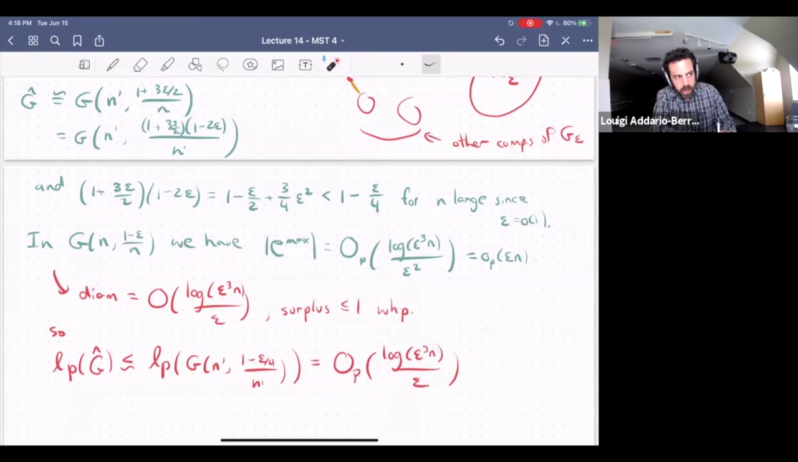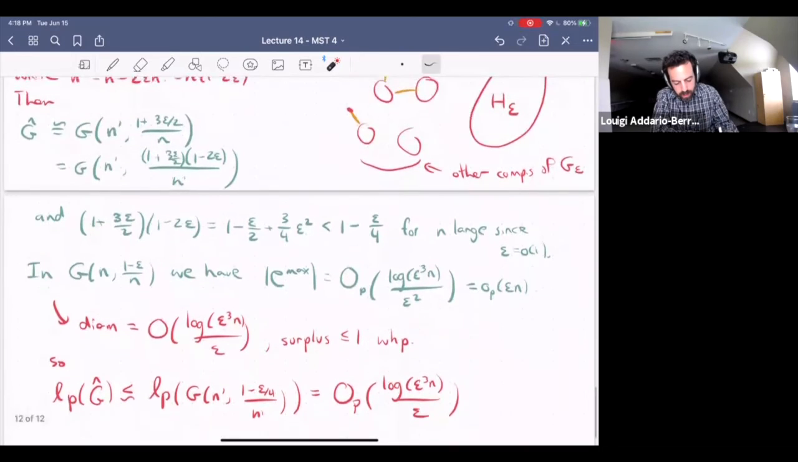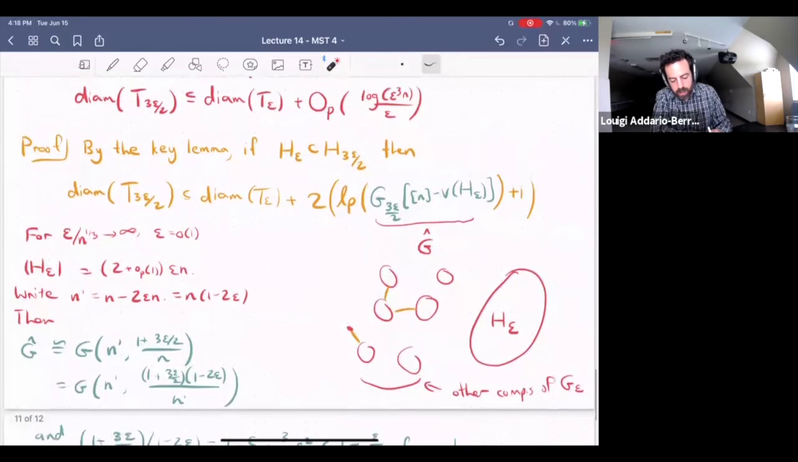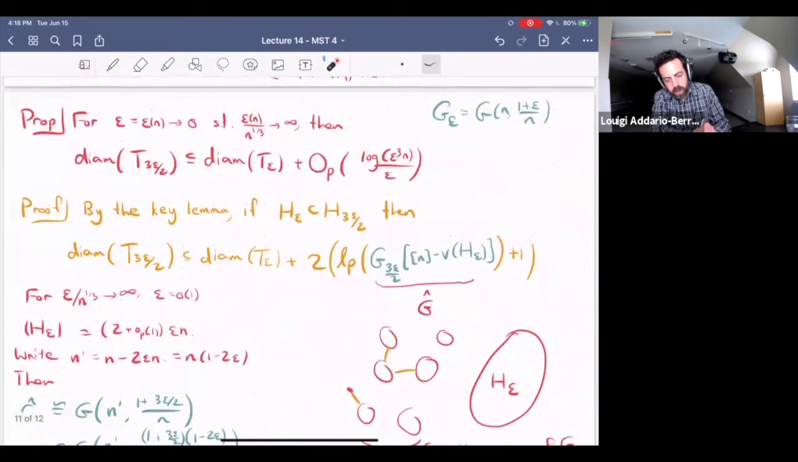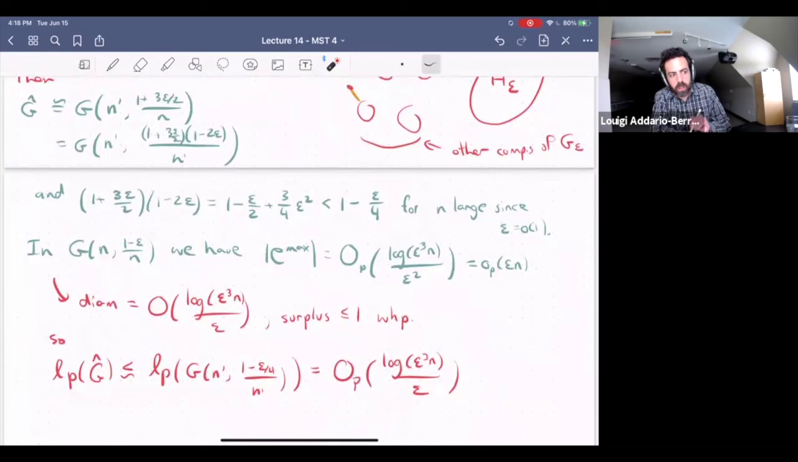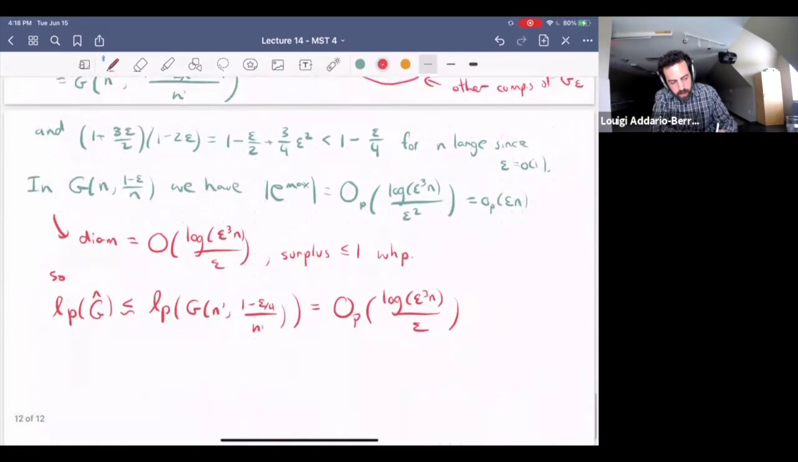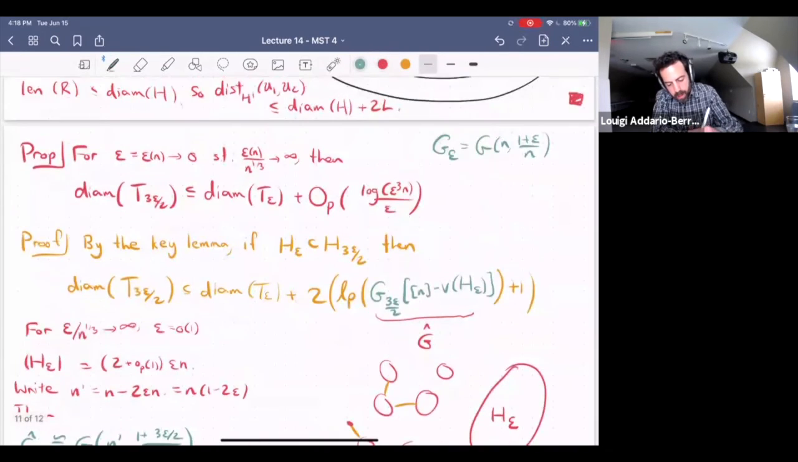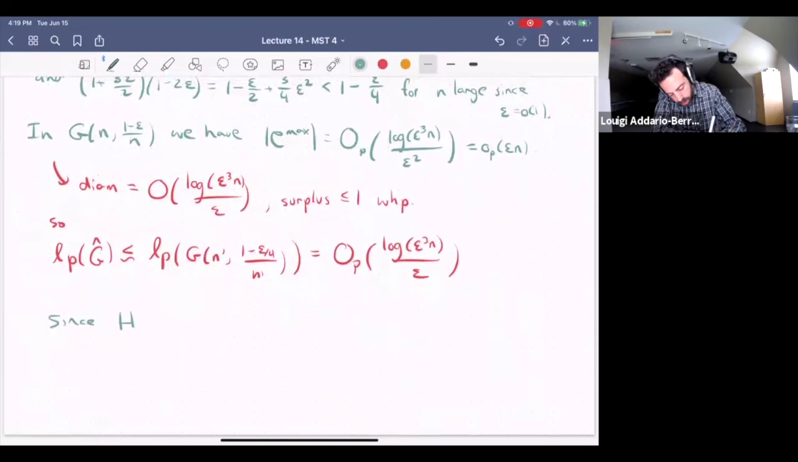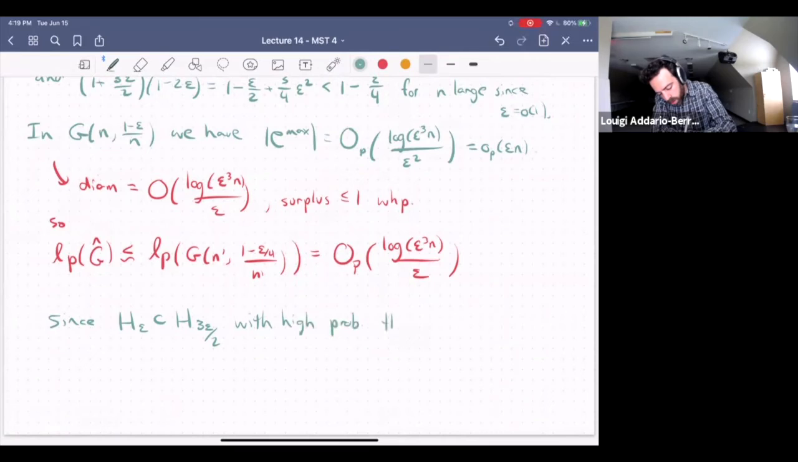And so let's back up. Where are we now? We've said that when the largest components are nested like this, we got an upper bound which was precisely of the form that we wanted. We said that this difference should be order log(ε³n)/ε, and that's precisely what we got for the longest path. But now the event that we needed to happen has probability tending to one. When ε³n tends to infinity, the largest components really are nested like this. So H epsilon is a subgraph of H 3 epsilon over 2 with high probability. The proposition follows.